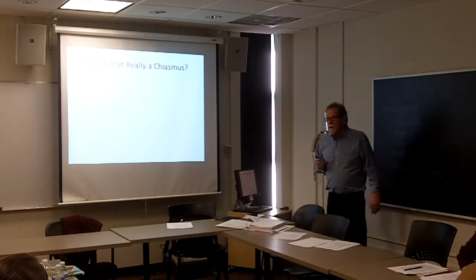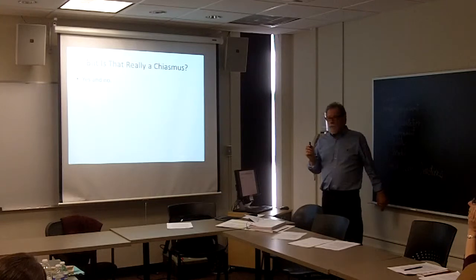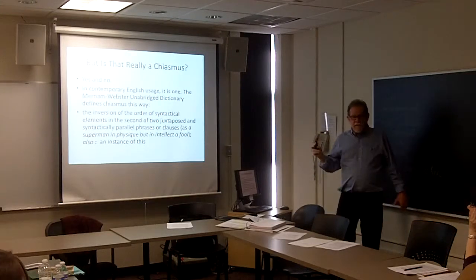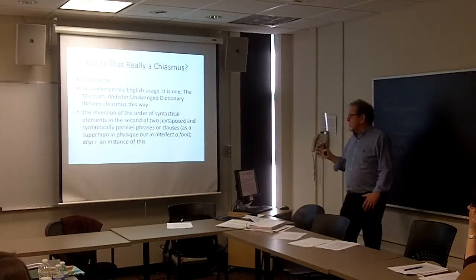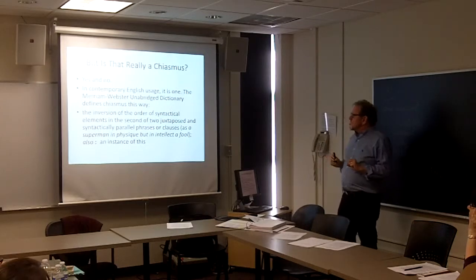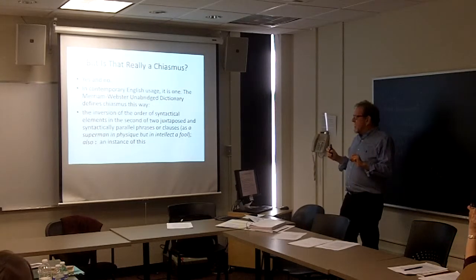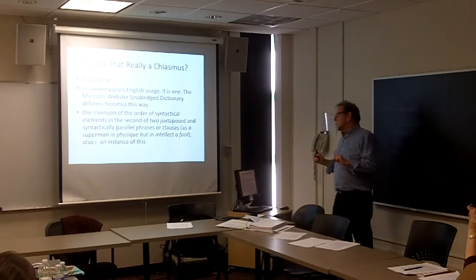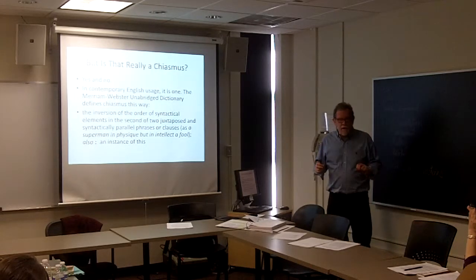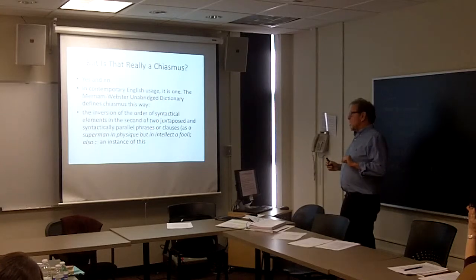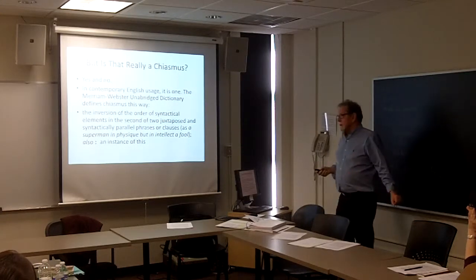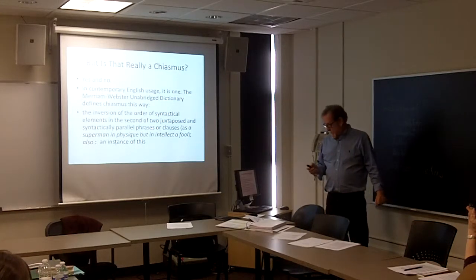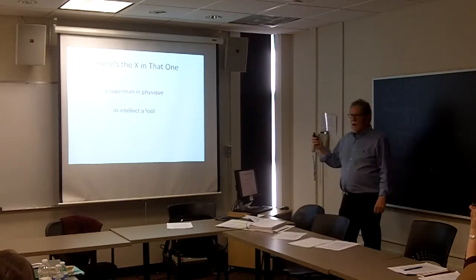But is that really a chiasmus? Yes and no. A contemporary definition, if we look at the current Merriam-Webster unabridged, it says this: the inversion of the order of syntactical elements in the second of two juxtaposed and syntactically parallel phrases or clauses. And they give as their example a Superman in physique, but in intellect a fool. Okay? So where's the X in that one?